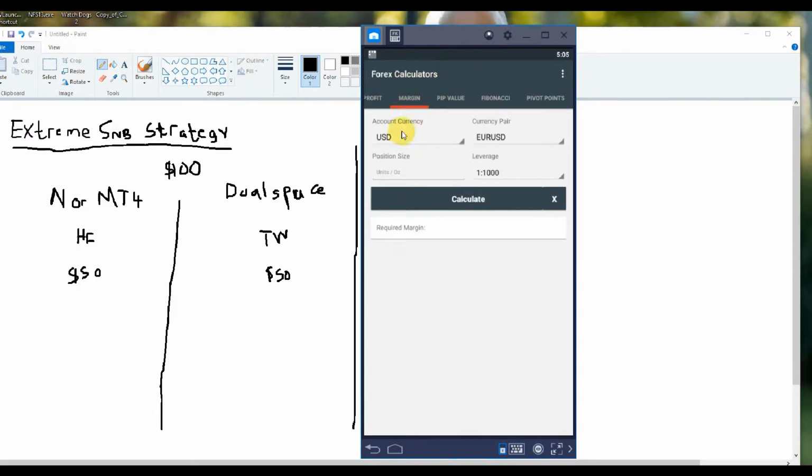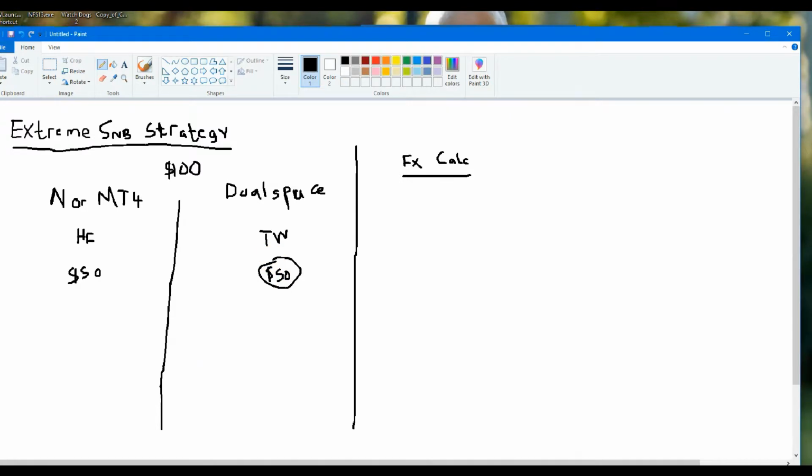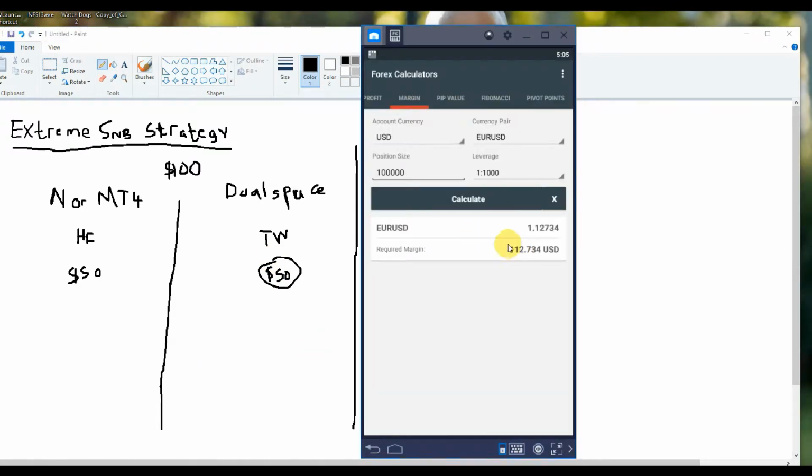So you open your Forex calculator, go to margin. Then we're going to assume we're trading Euro USD, so I'm going to stick with this currency pair. Then our leverage, the leverage for Hotforex and Traders Way, that's 1 to 1,000, so I'm going to stick to that. Then I'm going to start with the base, which is 100,000. Then I'm going to calculate. When it comes to the Forex calculator, our goal is to match the required margin with our account balance here. So I'm supposed to come up with a position size that will give us exactly $50.